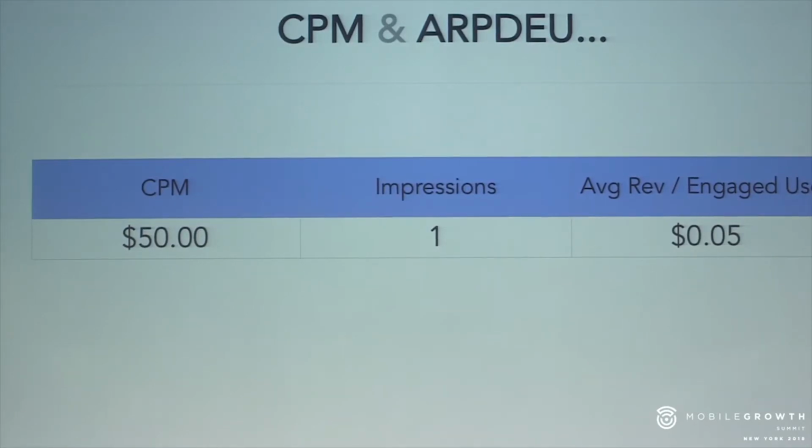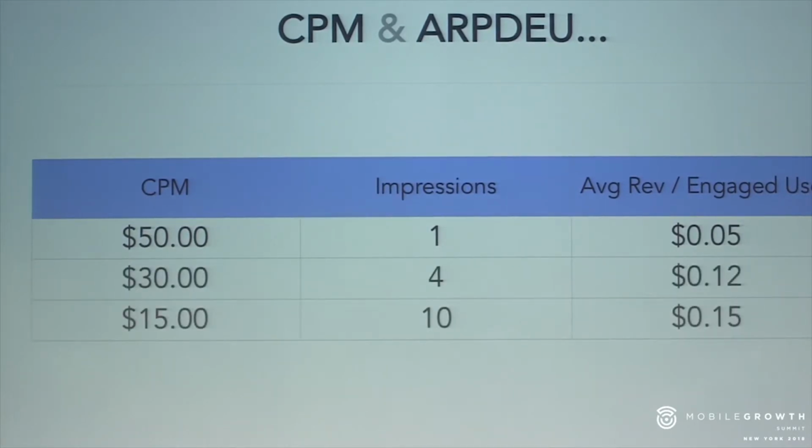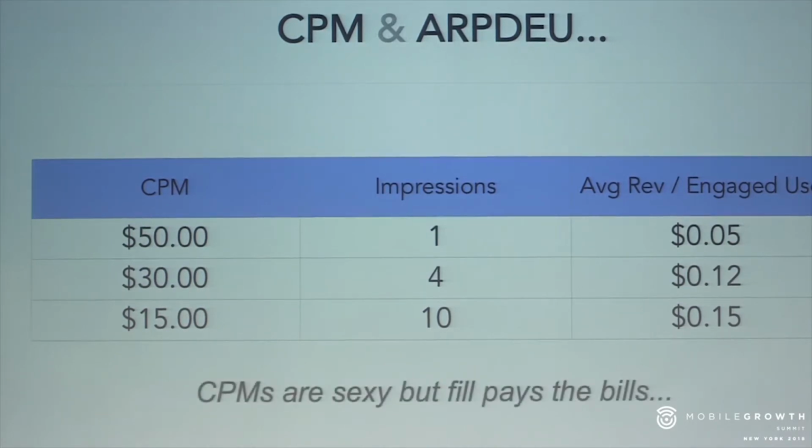But this is where all these metrics come together, is that when you look at fill and CPMs, you're actually better off with lower CPMs at higher fill. You'll actually make more money per user. Simple math, but this is how we evaluate our ad deals, basically. So we're not always looking to maximize our CPMs. We're looking to maximize our daily revenue per engaged user. So we like to say that CPMs are sexy, because they are, but it's really fill that pays the bills. So good fill at good CPMs is what you want.